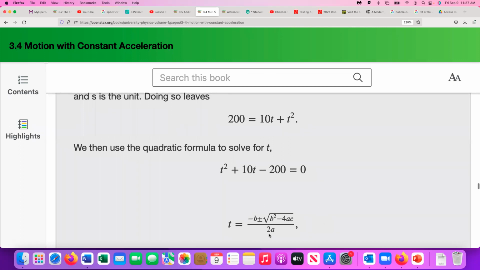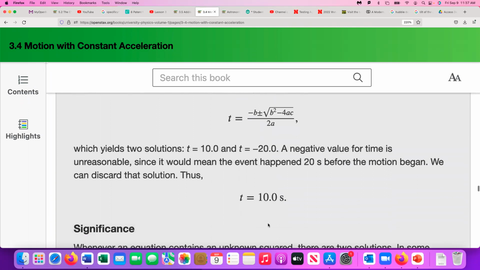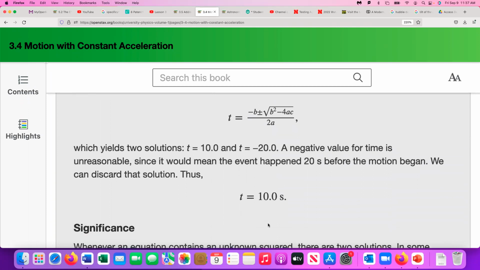Then you plug it into this formula and you can see there's a plus or minus in here. So we're going to get two answers. The two answers end up being 10 seconds and -20 seconds. Well, the 10 seconds has to be right because something that happens at -20 seconds would be 20 seconds before the experiment started. So we don't use negative times in physics for the most part. And in this case, the correct answer is when time equals 10 seconds, that's when they finish accelerating up the ramp. So it takes 10 seconds for this car to get up onto the freeway.